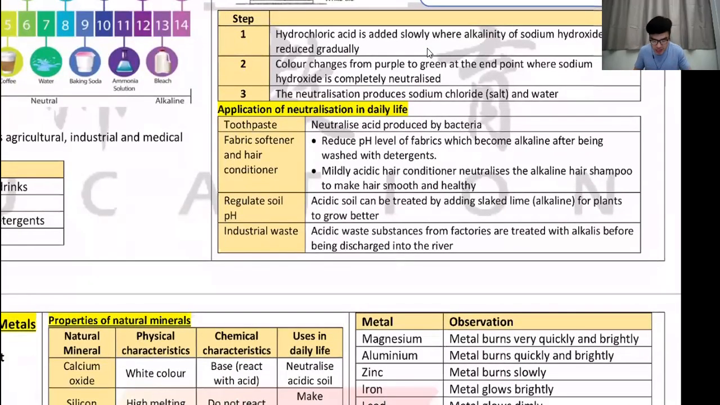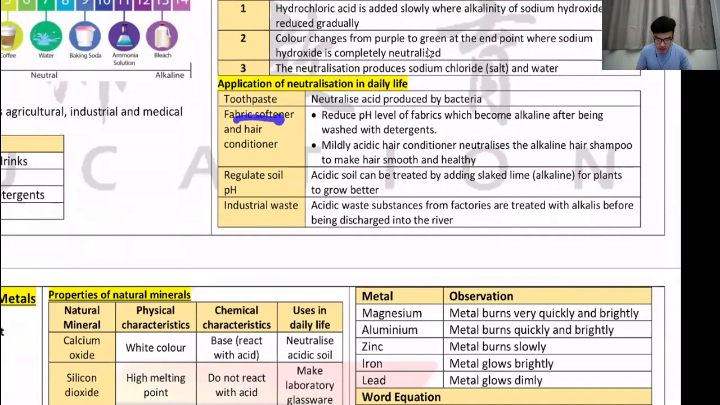Okay, so application in daily life. When do we neutralize stuff in daily life? Number one is your toothpaste. Your mouth is acidic because of bacteria. You brush your teeth and the bacteria will die. Okay, fabric softener and hair conditioner.